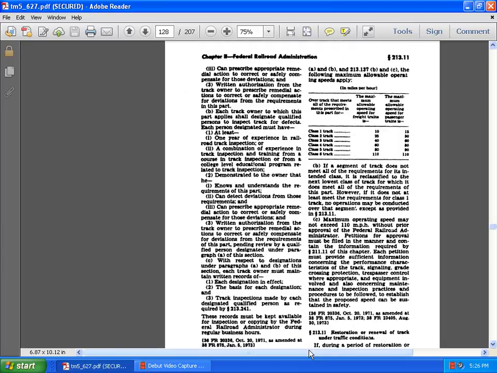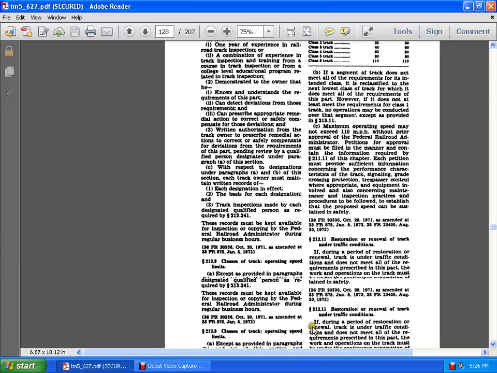Each designation is in effect at the basis of each designation, and each track inspection may be conducted by each designated qualified person as required at 213.241, and this record must be kept available for inspection and copying by the Federal Railroad Administration during regular business hours.